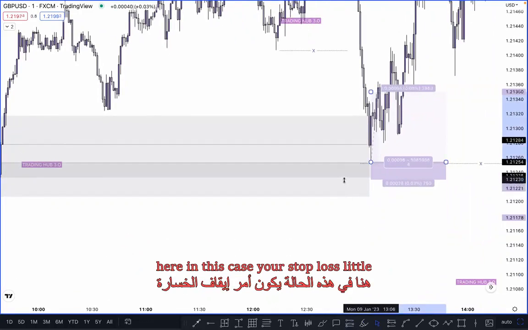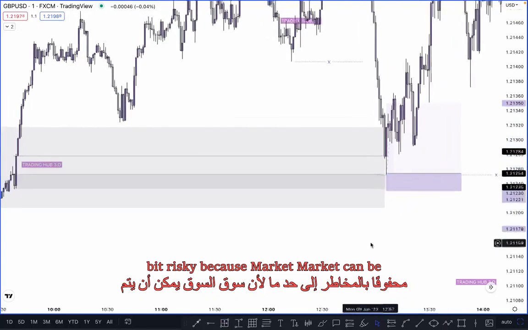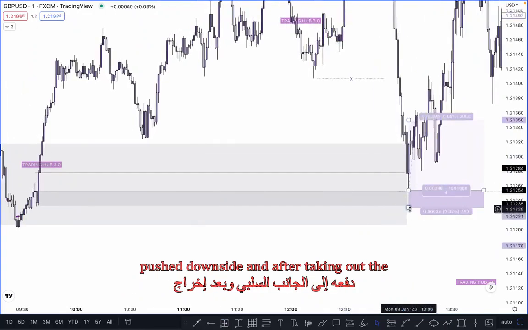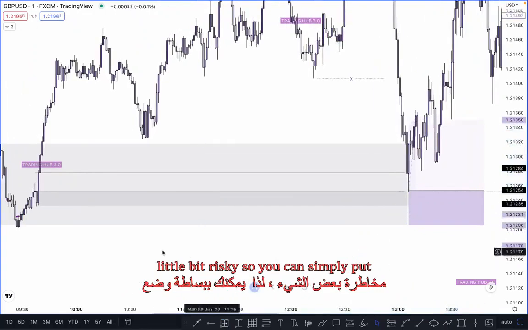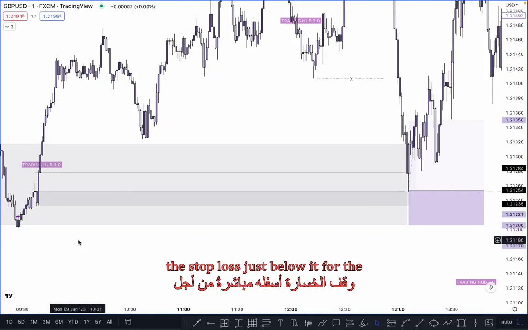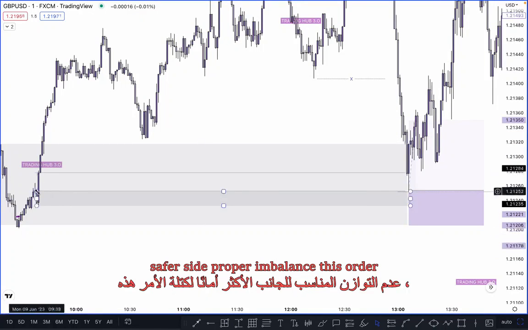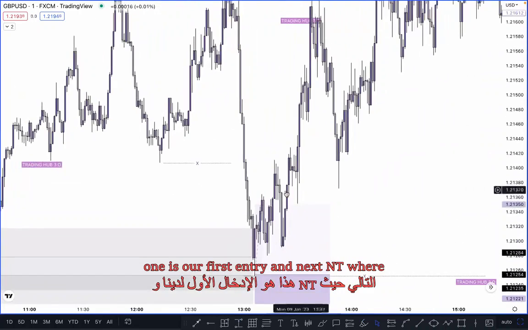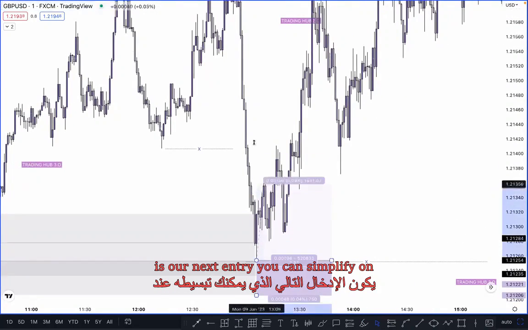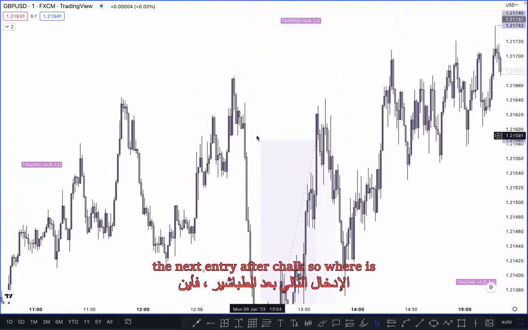In this case, your stop loss is a little bit risky because the market can be pushed downside, and after taking out the stop loss can go higher. So this is a little bit risky, so you can simply put the stop loss just below it for the safer side. Proper imbalance, this order block, and you can buy here, right? So this one is our first entry, and next entry. Where is our next entry? You can simply buy on the next entry after the CHoCH.